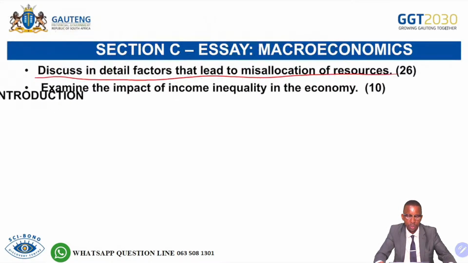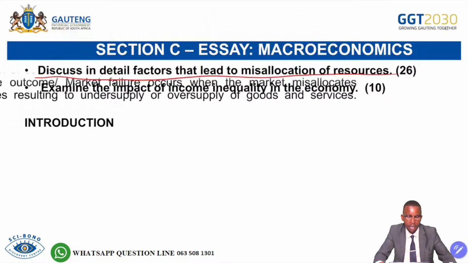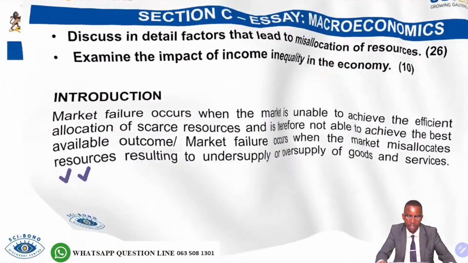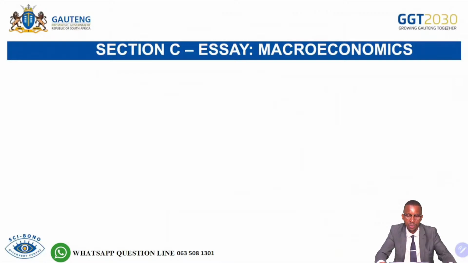So here we start, we define market failure. Market failure occurs when the market is unable to achieve the efficient allocation of scarce resources and is therefore unable to achieve the best available outcome. Market failure occurs when the market misallocates resources resulting in undersupply or oversupply of goods and services. That is 2 marks. Those are two definitions clustered together.